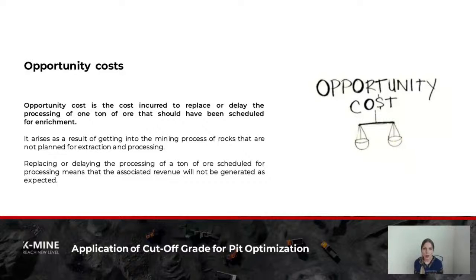And it happens when rocks that are not planned for extraction and processing get in the way of the mining process. If there are no restrictions on extraction, processing, or marketing, it does not affect the expected cash flow, and there is, let's say, no opportunity cost. Then in this case, this allows the use of material with a high grade of useful component in the production cycle. But replacing or delaying the processing of a ton of ore scheduled for processing means that the associated revenue will not be generated as expected or as planned.